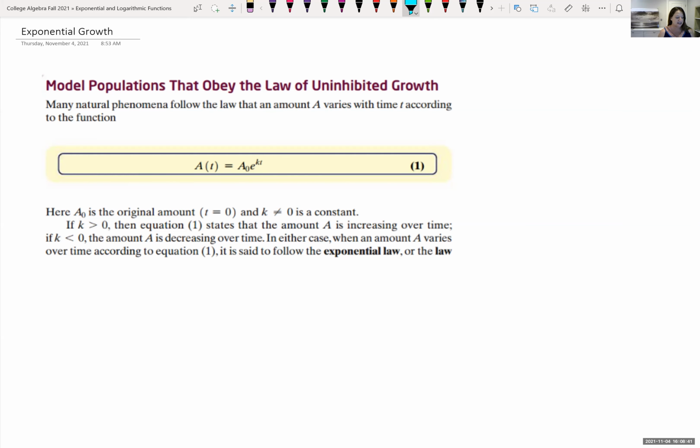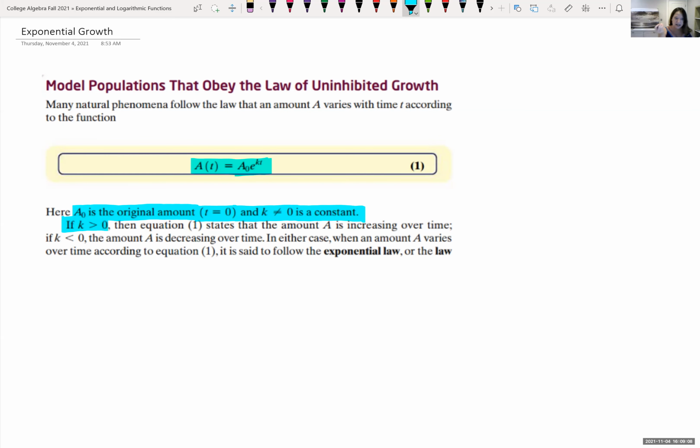So A of t is equal to A sub 0 times e raised to the k times t power. We say that A sub 0 is the original amount when the time is 0, t equals 0, and k cannot equal 0 and is some constant.